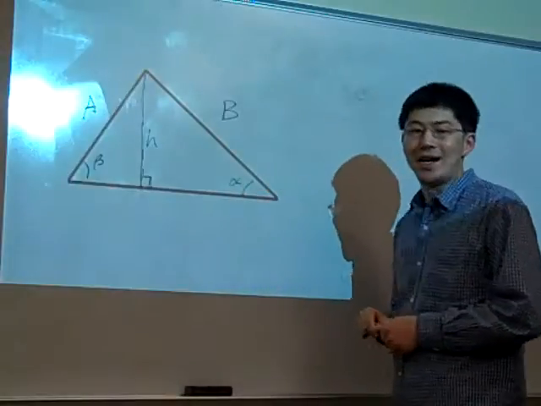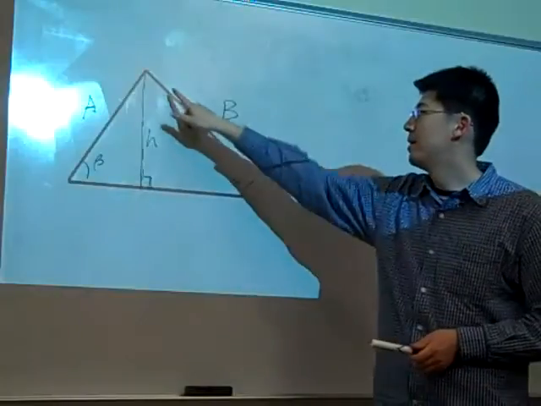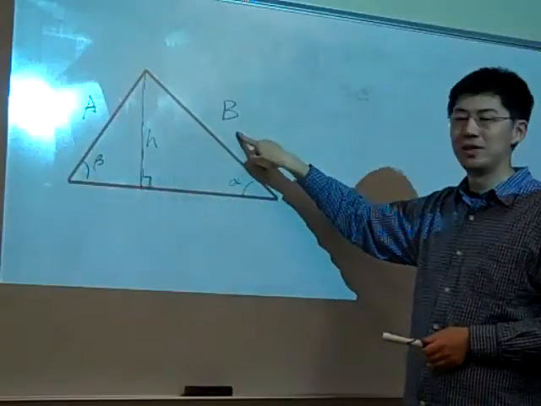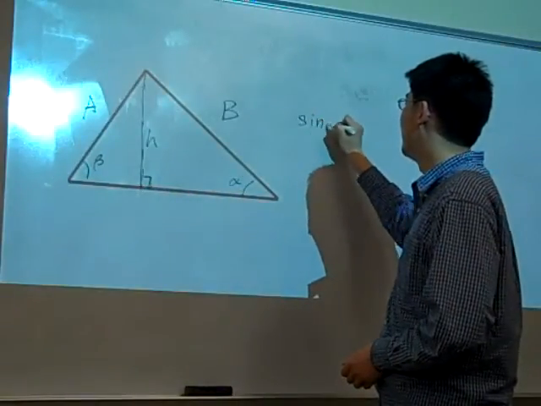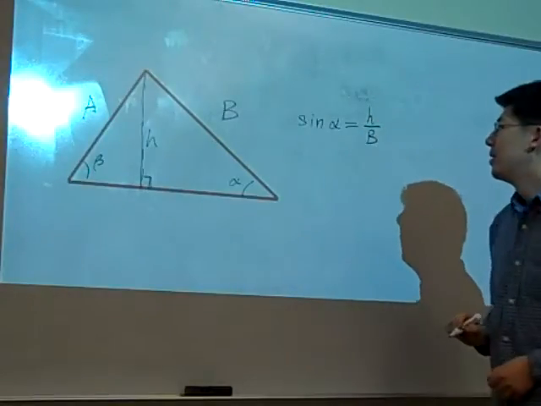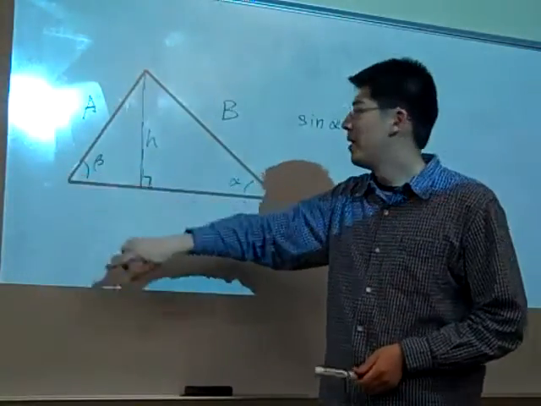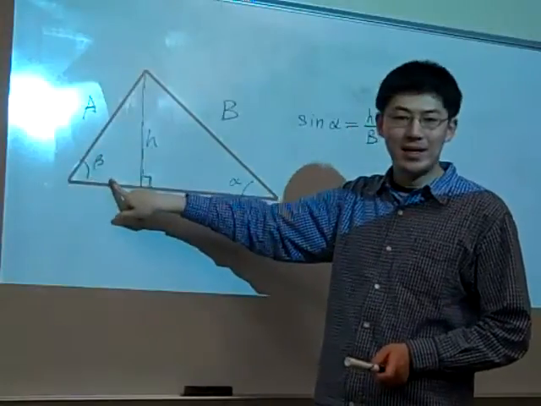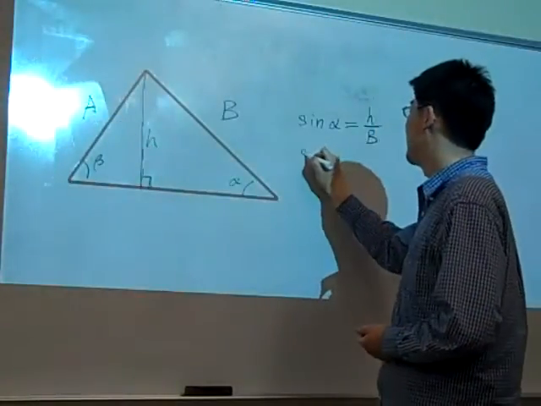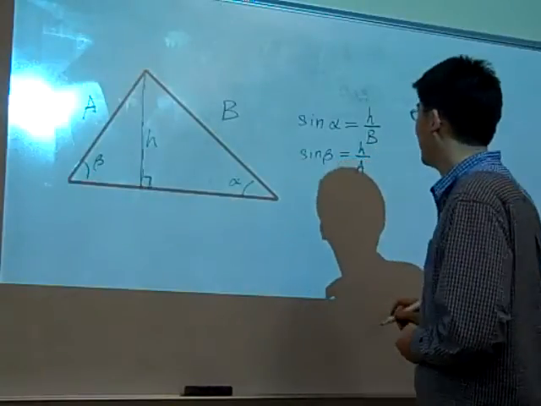So by the definition of sine, sine is the opposite over the hypotenuse. So here in this right triangle, the sine of alpha is going to be the opposite, h, divided by the hypotenuse, b. The sine of alpha is equal to h over b. Similarly, for this other right triangle, the sine of beta is the opposite, h, divided by the hypotenuse, a. So sine of beta is h divided by a.